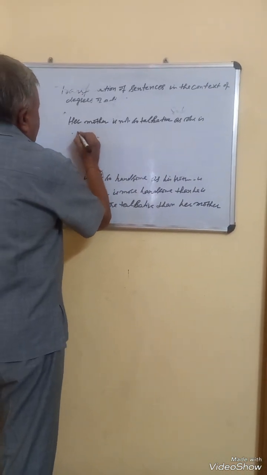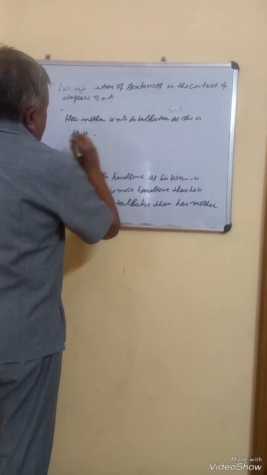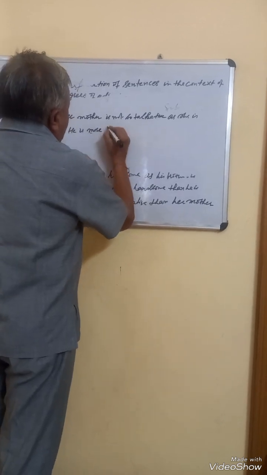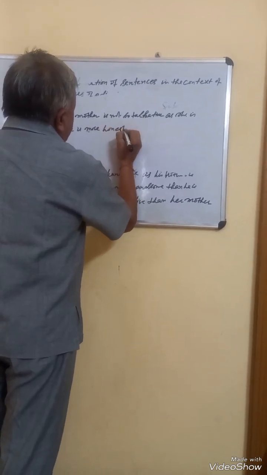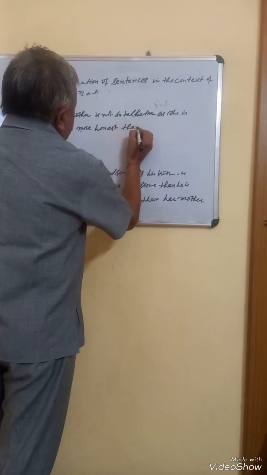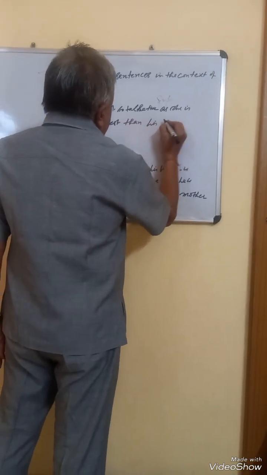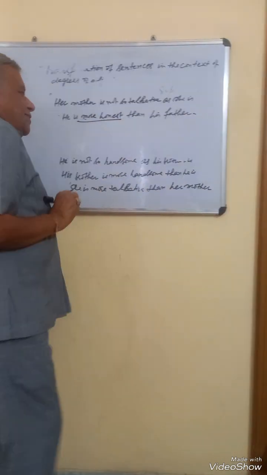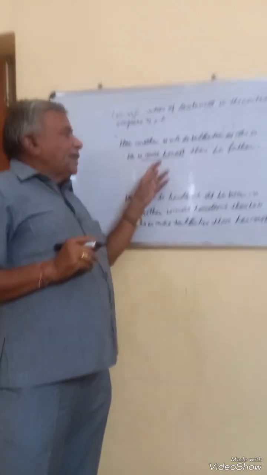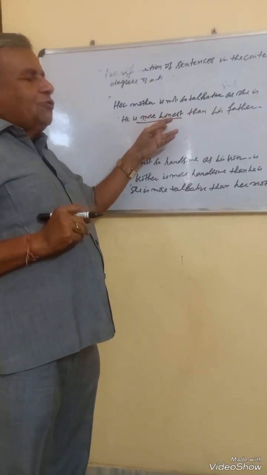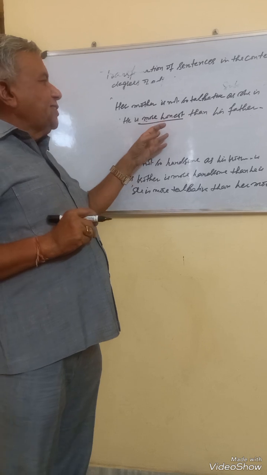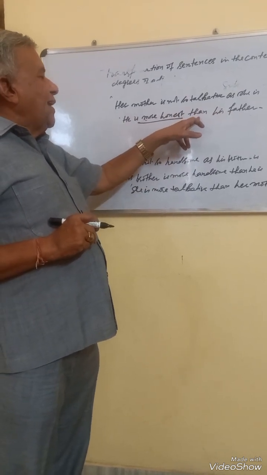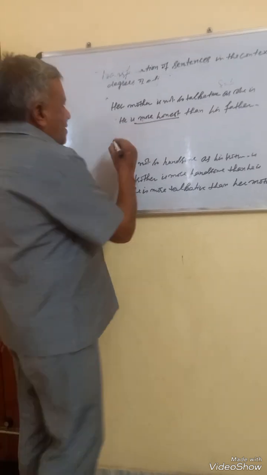Another instance, he is more honest than his father. Now more honest is comparative degree, and we are to change this comparative degree into positive degree. So how will we change? His father is not so honest as he is.